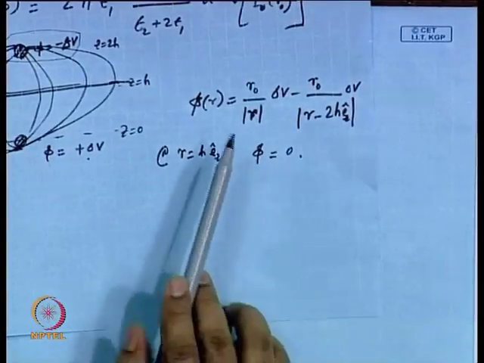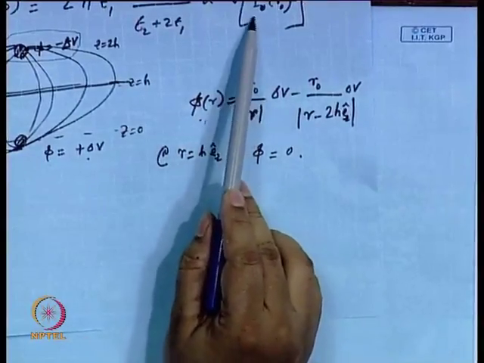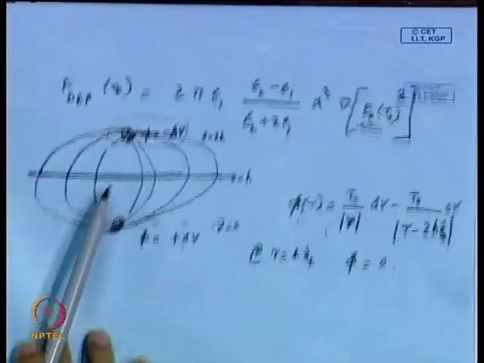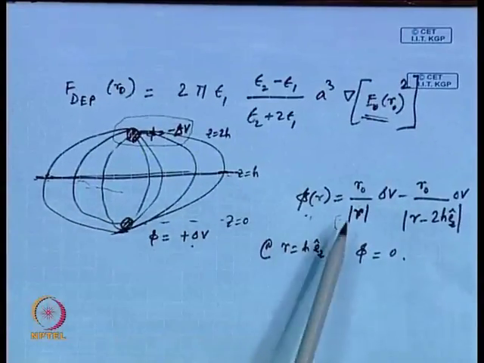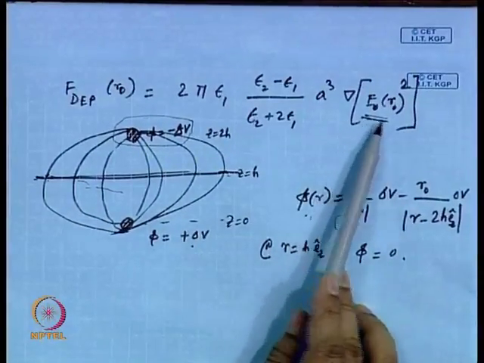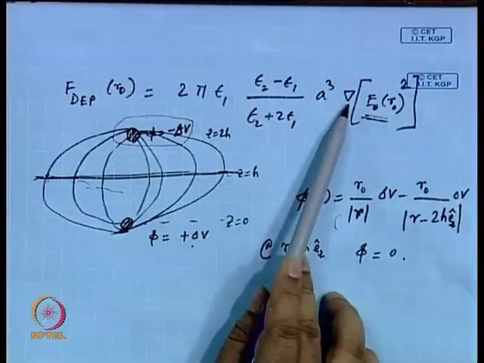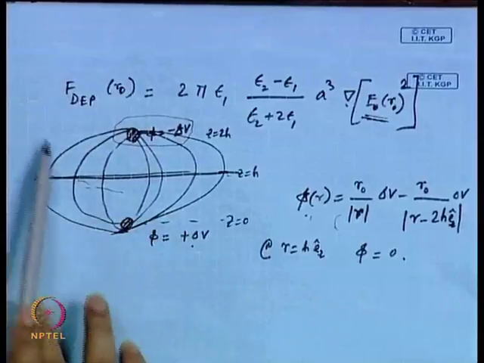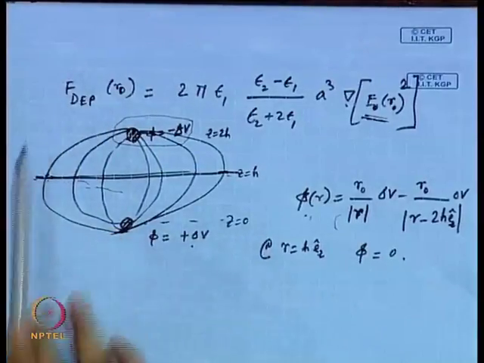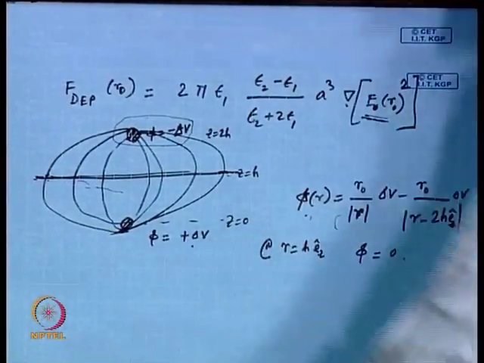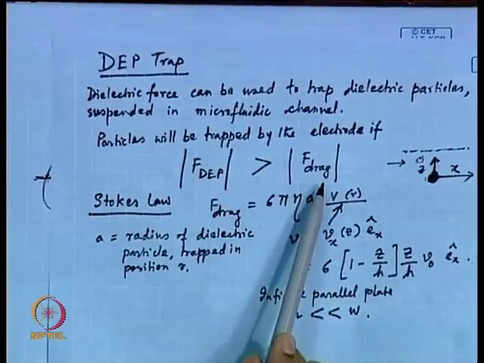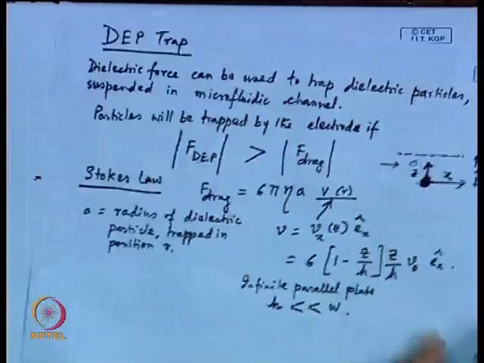So, this is the phi that you would be working with. From this you can get some idea of what should be the electric field here, and then impose that electric field in this expression and take the derivative of it, and then you can get the final expression for FDEP. The idea is to equate this FDEP with F drag, using our original inequality, and come up with the expression for V0.